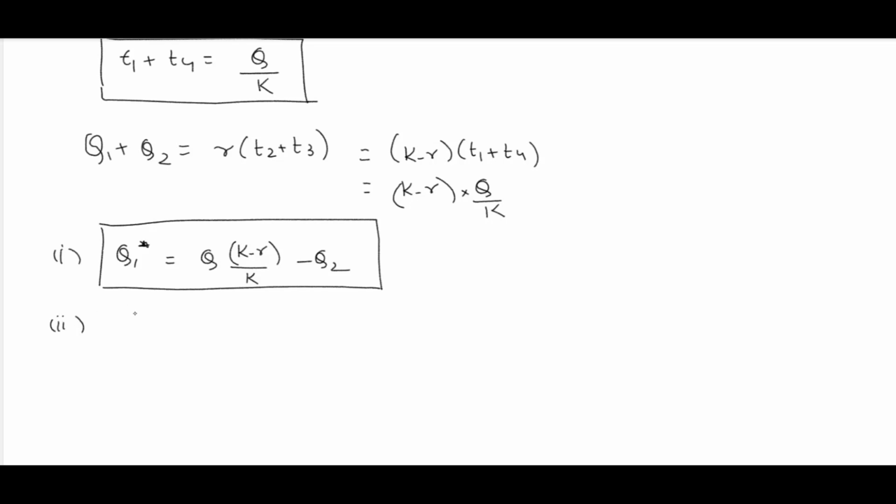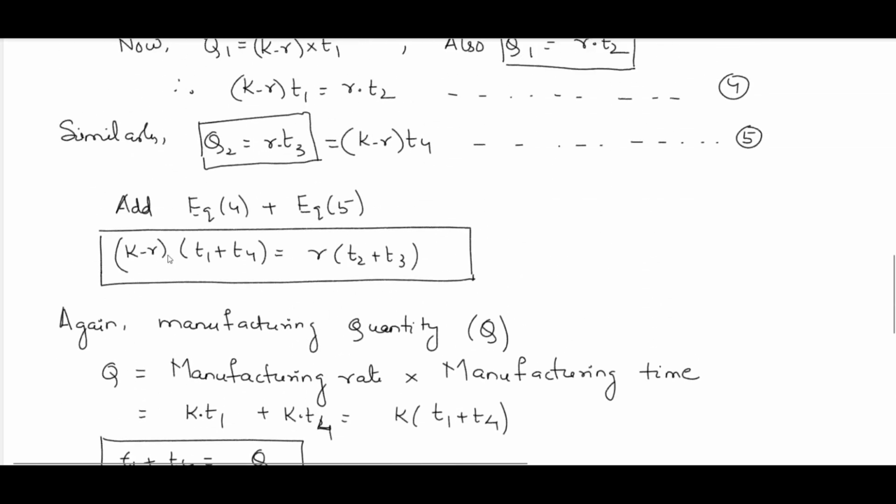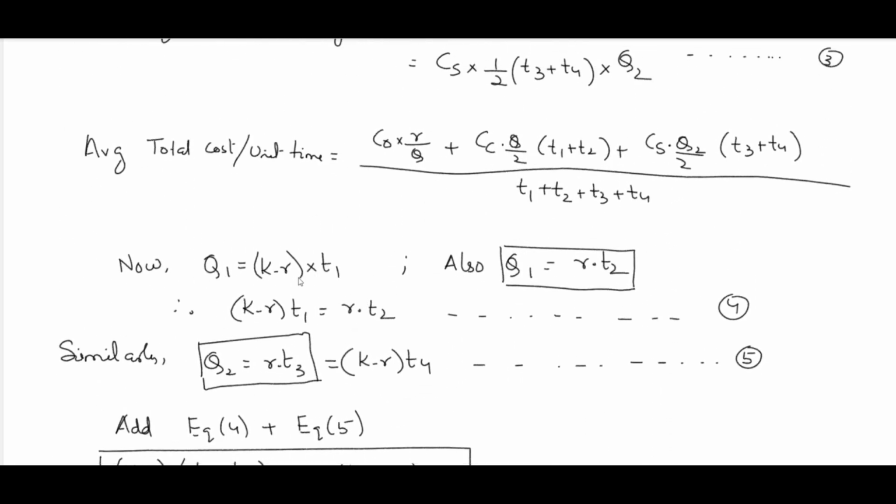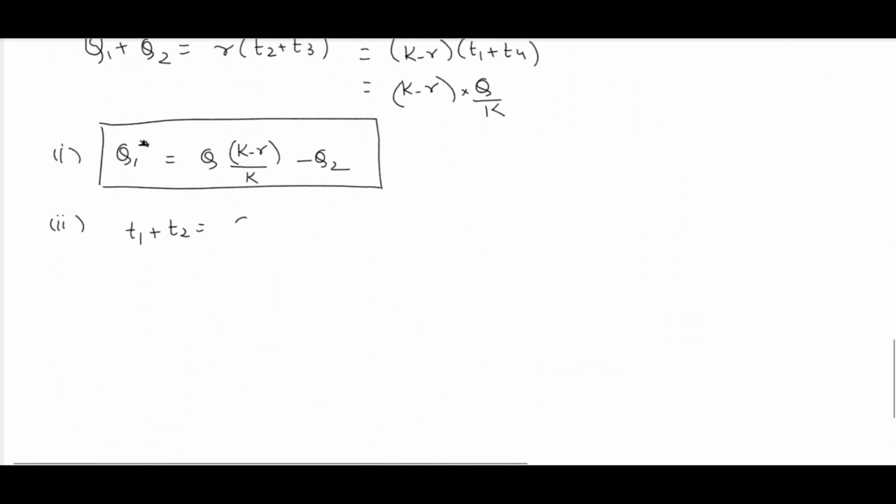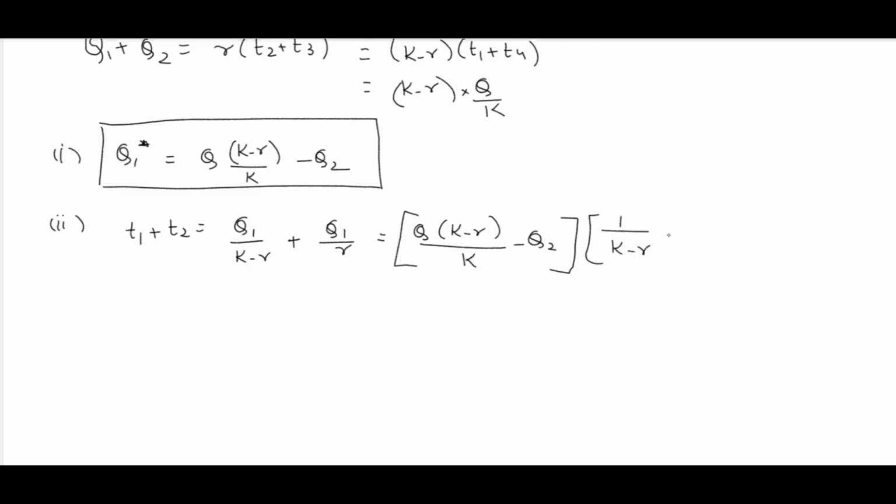Then second, T1 plus T2. We can see that T1 is equal to Q1 by K minus R. Similarly, T2 is equal to Q1 by R. So ultimately, if we sort it out, and put the value of Q1 we have just determined, we will get Q times K minus R by K minus Q2, times 1 by K minus R plus 1 by R. So I have just put the values.